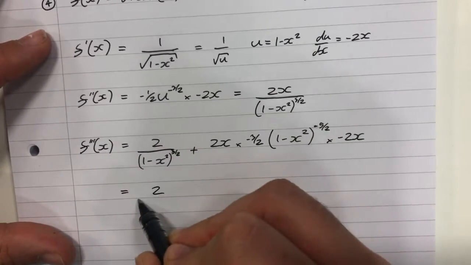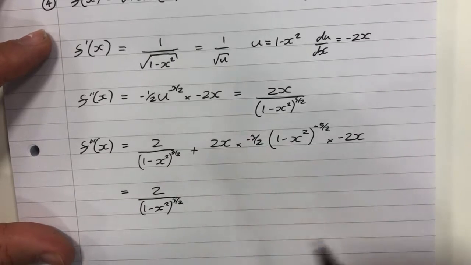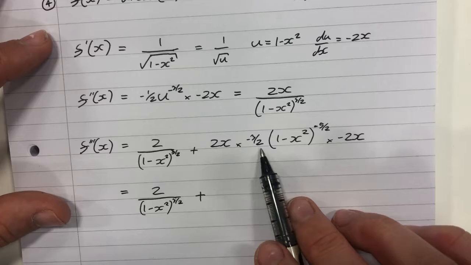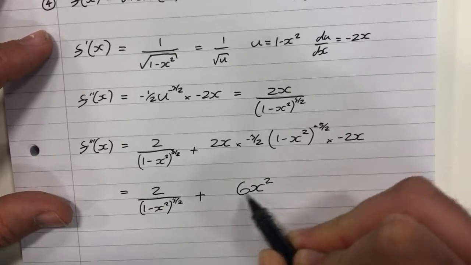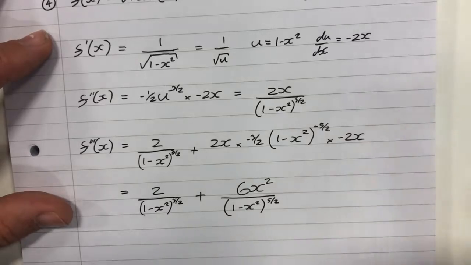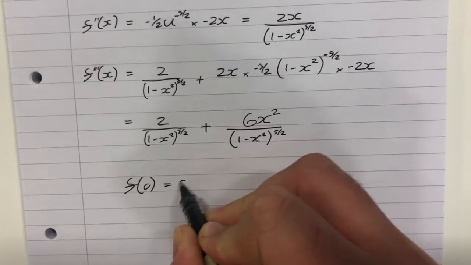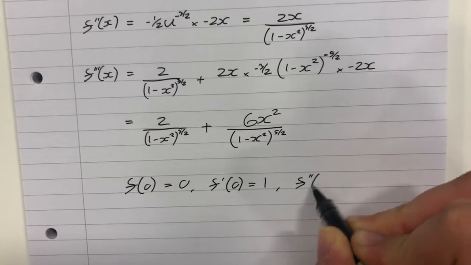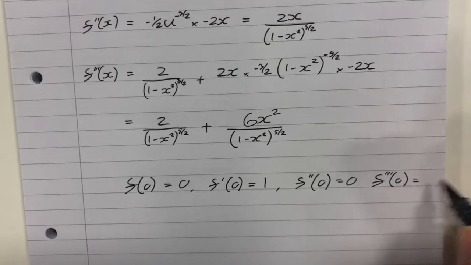So that comes out to be 2 over 1 minus x squared to the 3/2 from this term. The two negatives cancel, so it's positive. The 2 will cancel with that 2. I'm left with 3 times 2 is 6, so 6x squared divided by 1 minus x squared to the 5 on 2. So that's its second derivative. That allows me then to state f of 0 as 0, f primed of 0 as 1, f double primed of 0 as 0, and f triple primed of 0 is 2.